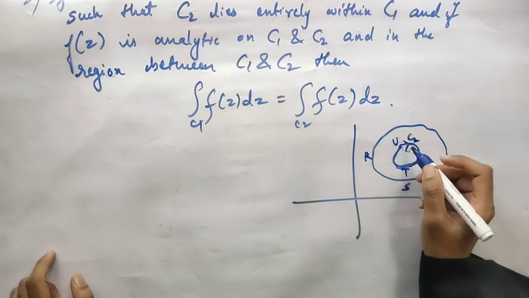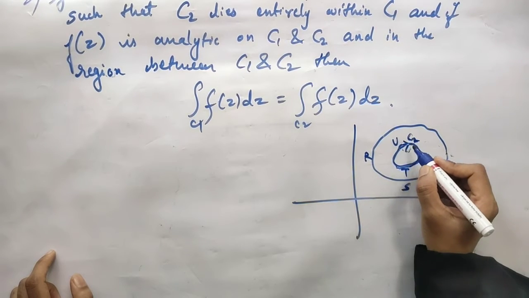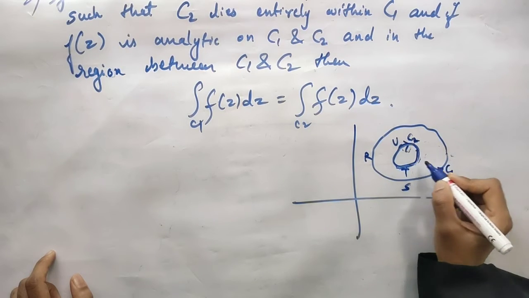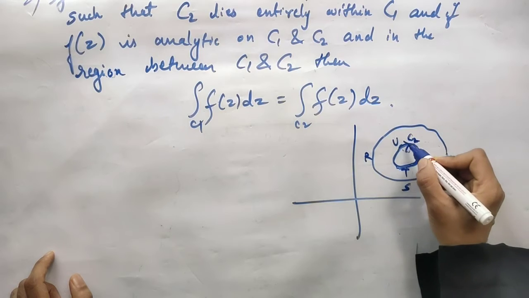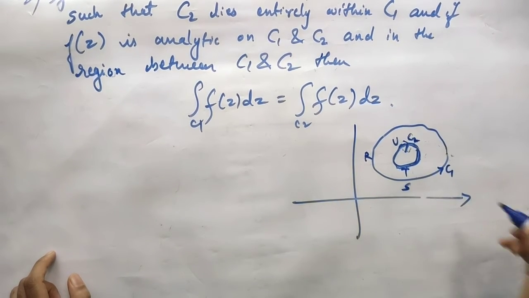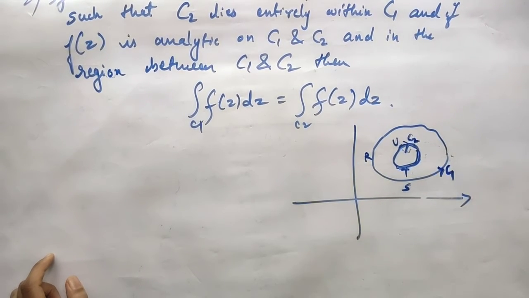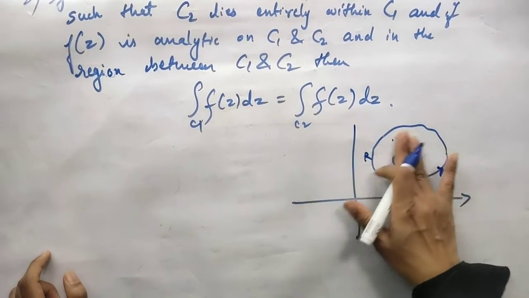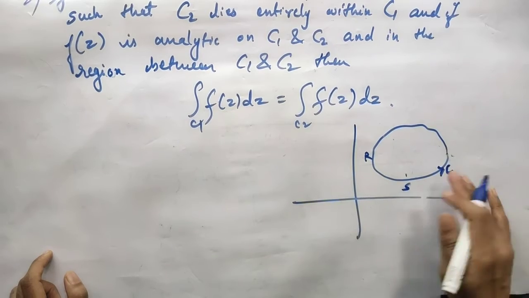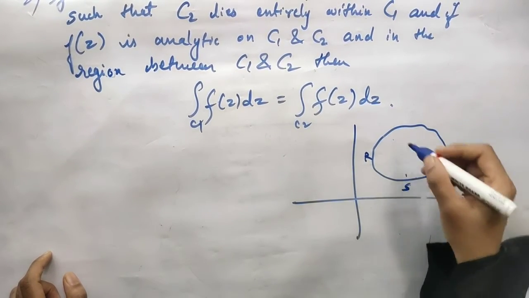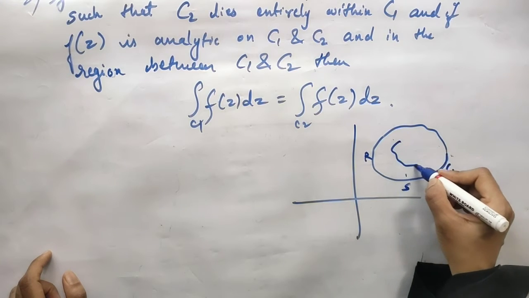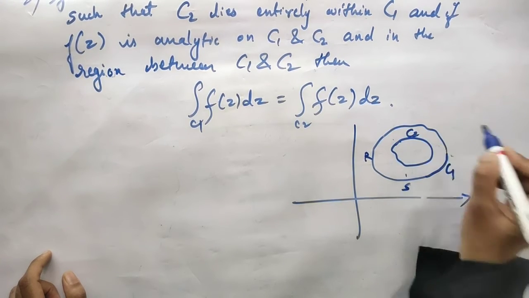See, look at this curve C2. Its direction is like this, in clockwise direction, whereas C1 I am taking in anti-clockwise direction. Look at this, C1 is like this. Irrespective of directions, for now I have just taken the directions, or I can erase everything and redraw it once again for you. Look at this. Say this is C1, the boundary C1 I should say, and inside that there is another boundary, say C2.